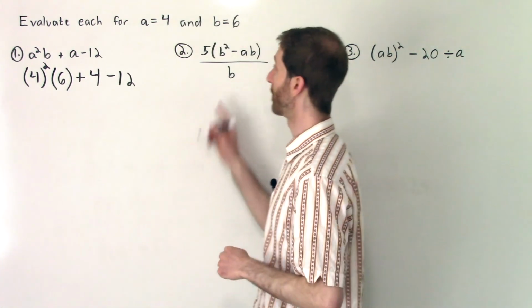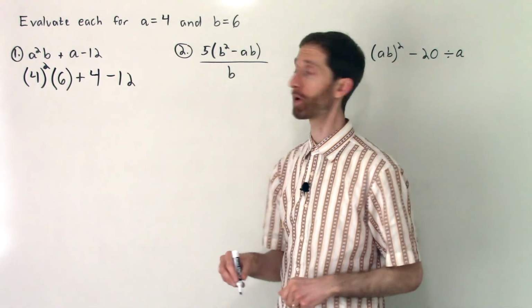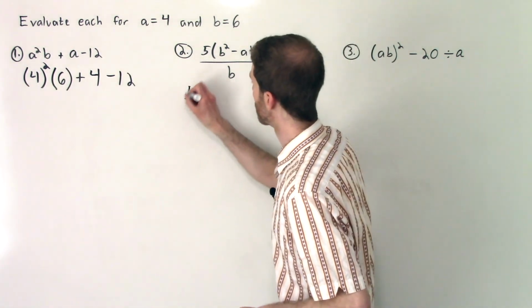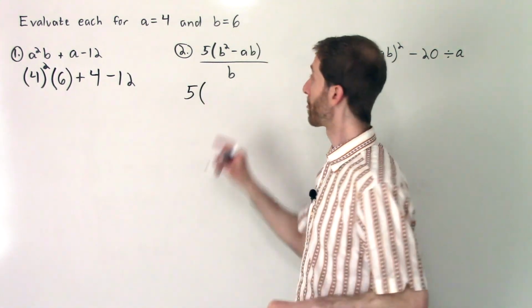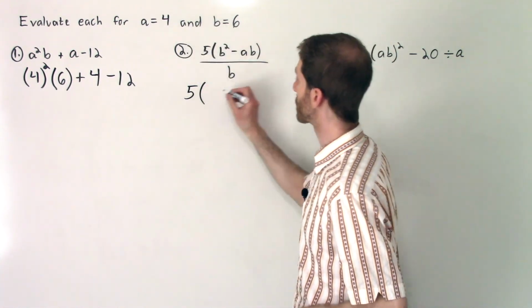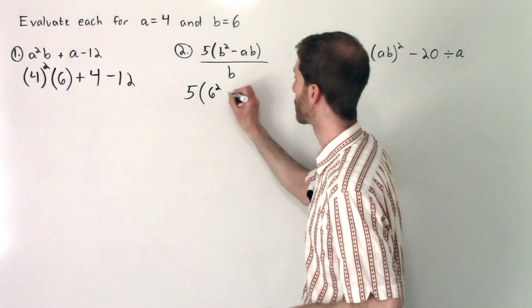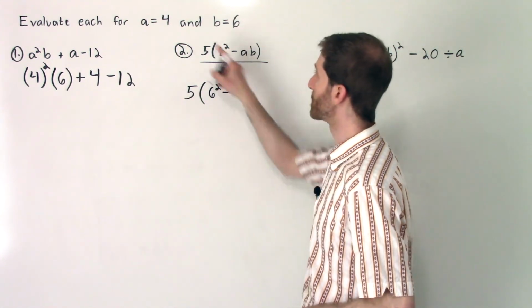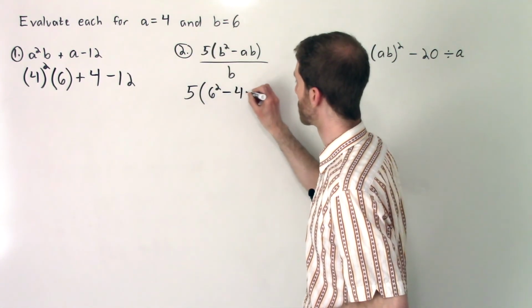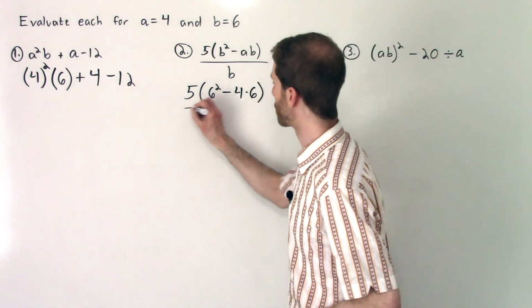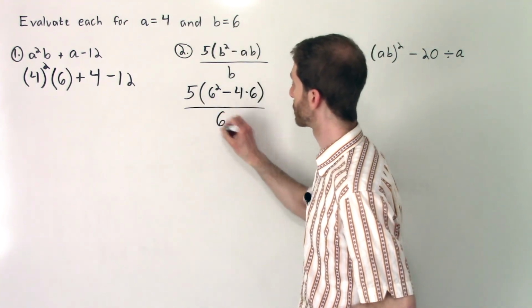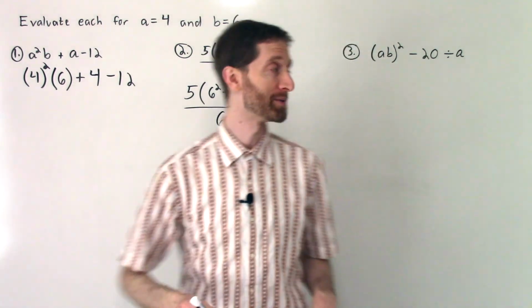So here I continue. I'm now going to evaluate for b and a in this problem. 5 times the quantity b squared is going to be 6 squared. Now I'm not going to put parentheses here. I don't want to confuse us with too many parentheses, otherwise I ordinarily would. A times b, that would be 4 times 6. And that's all divided by b, which is 6. Nice. One more evaluation to go.